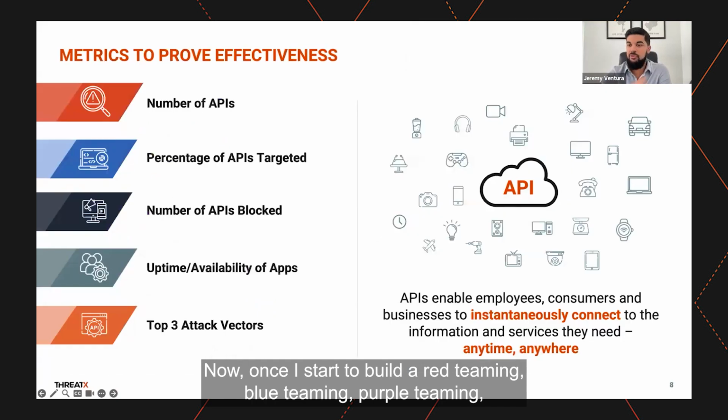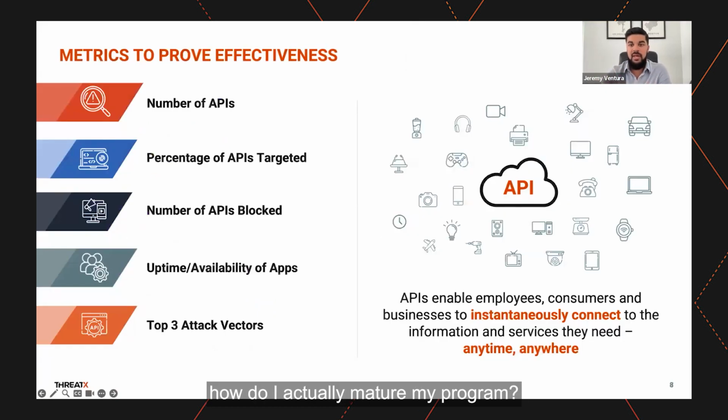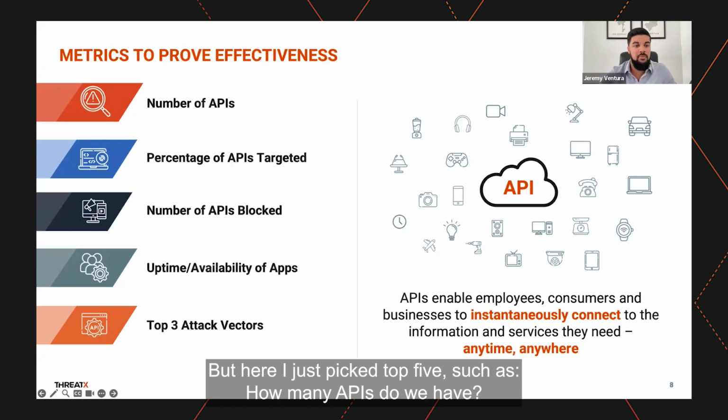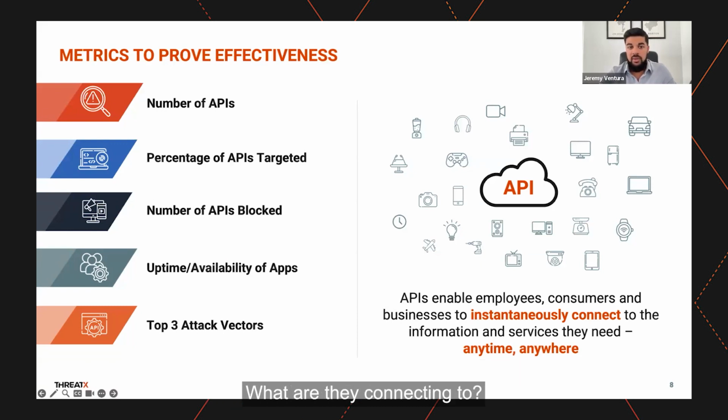Now, once I start to build the red teaming, blue teaming, purple teaming, how do I actually mature my program? How do I prove the effectiveness? Once again, we could have put over 100 different KPIs, or key performance indicators and metrics, on how to demonstrate the effectiveness of your program. But here I just picked the top 5, such as: how many APIs do I have? Are they internal? Are they external? What are they connecting to?